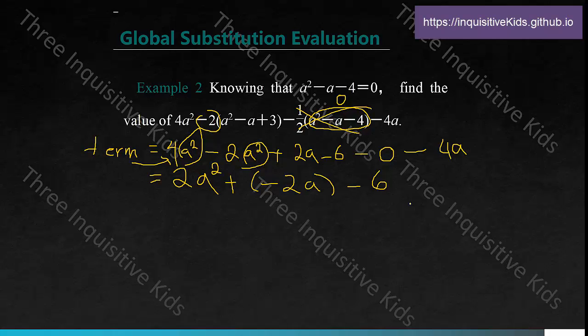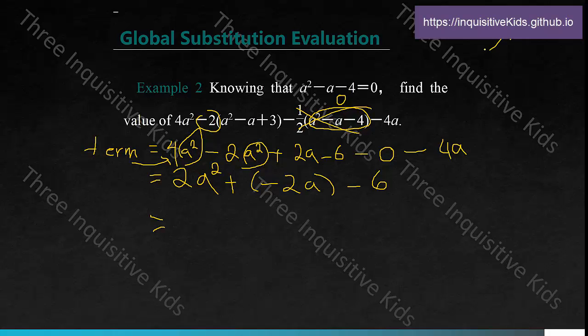Now here's the tricky part. It says over here that 2a squared plus negative 2a minus 6. We don't see this yet. How can we do that? 2a squared plus negative 2a minus 6 is equal to the same thing as 2a squared minus 2a minus 6. And then let's just not look at the 6 right now. Just look at this.